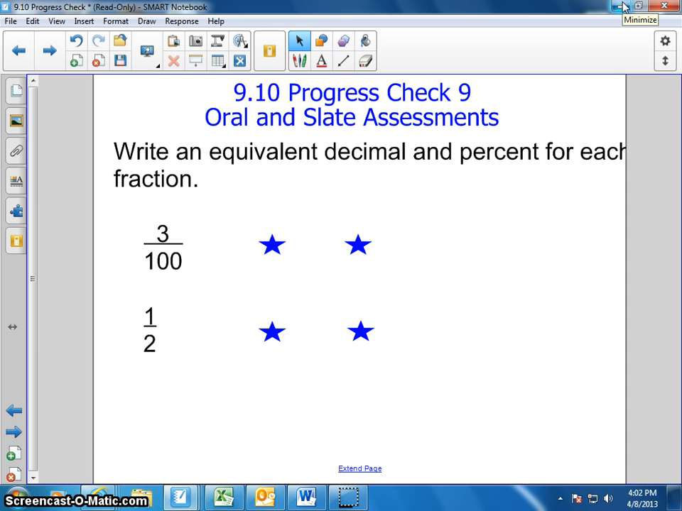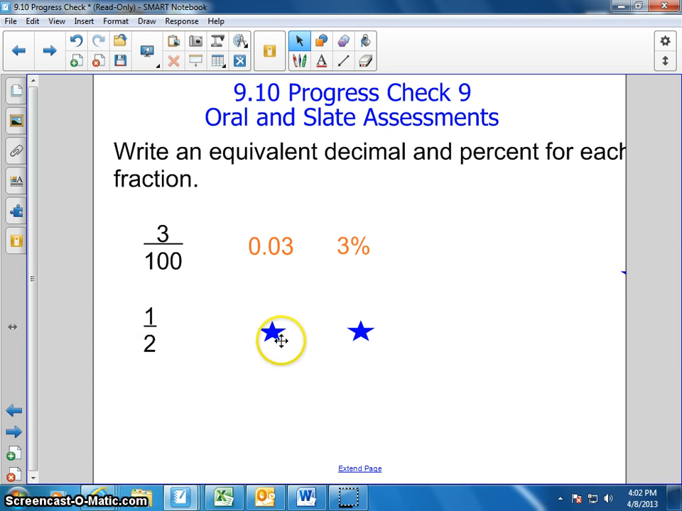Okay, well, we've been doing a lot with writing equivalent decimals and percents, so pause the video now and see if you can write an equivalent decimal and a percent for each of these fractions. So 3 out of 100. We know that's 3/100ths in the decimal world, or 3%.